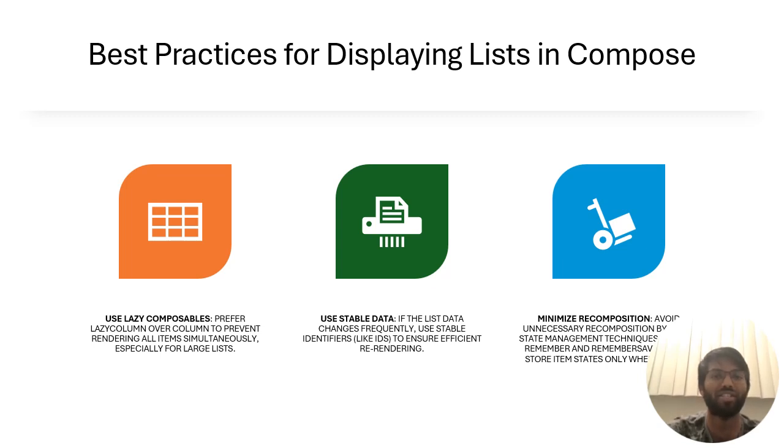Best practices for displaying lists in Compose. Use lazy composables, use stable data, and minimize recomposition. Prefer LazyColumn over Column to prevent performance issues. If the list data changes frequently, then we use stable data. Avoid unnecessary recompositions with state management techniques; that is how we minimize recomposition.